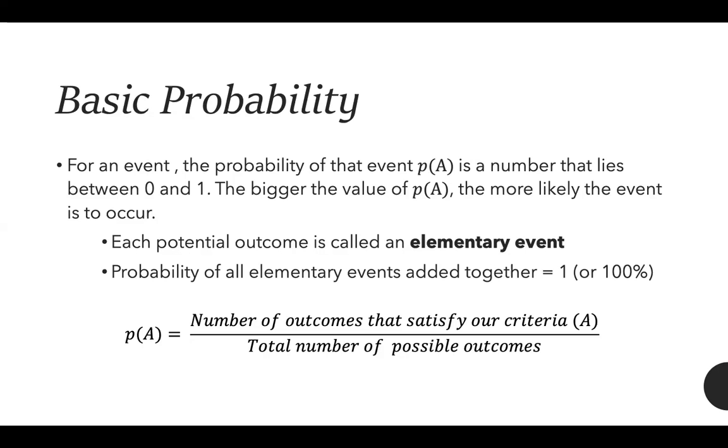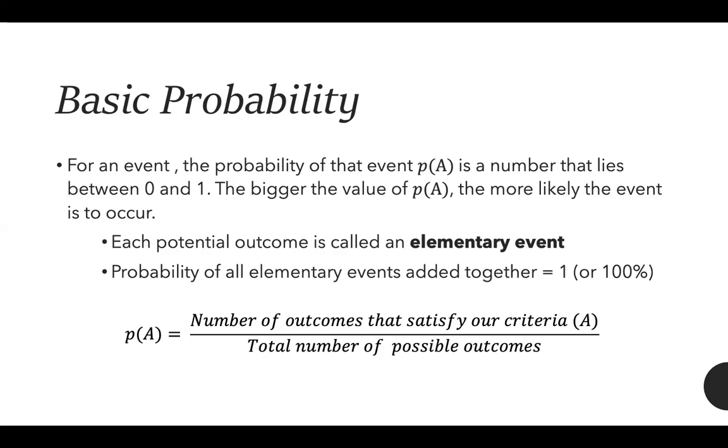So 0 would be no probability or no chance of that event, and 1 would be 100%, that's what is going to occur. And so the bigger the value of the probability of A, the more likely it is to occur.